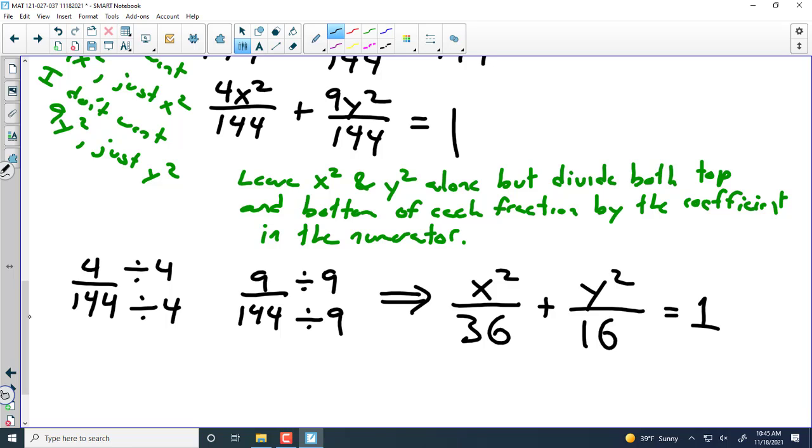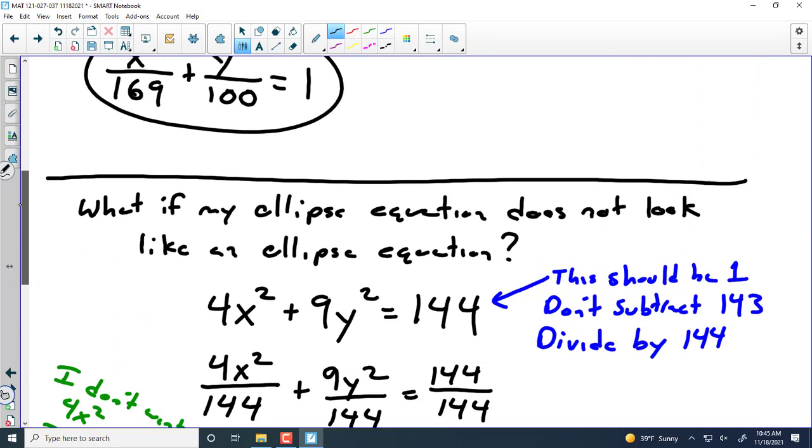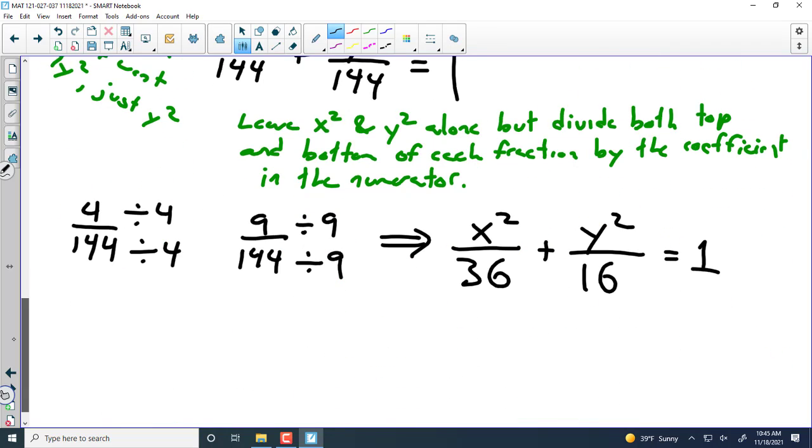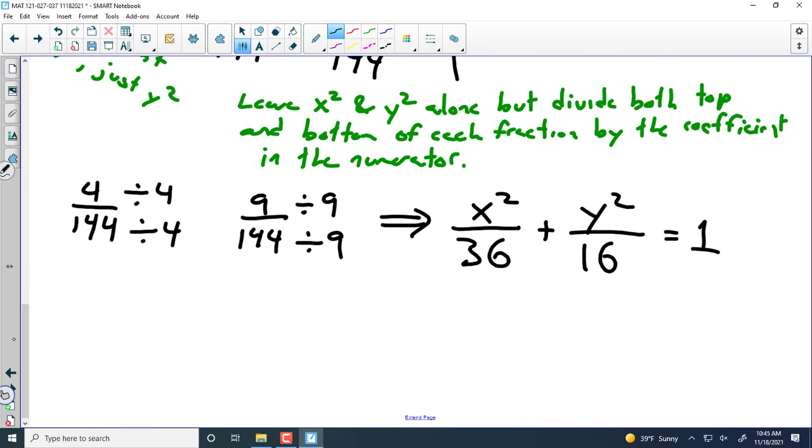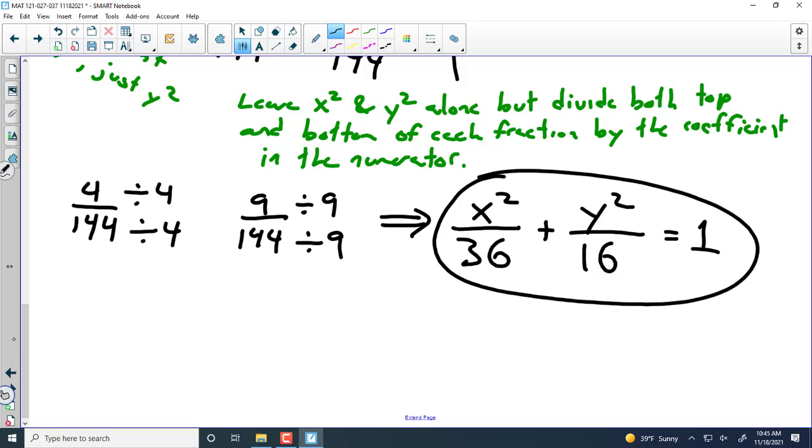Now, when you do this the second and third and fourth time, if you do this a bunch of times, you're not going to have to write down all of this every time. But I wanted to write down everything this first time so you'd understand the steps. And now, we have an ellipse we can work with.